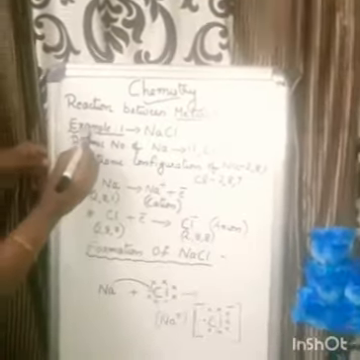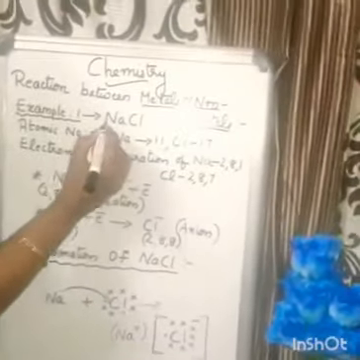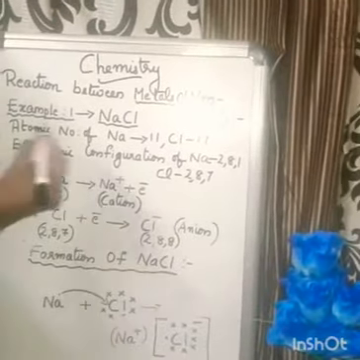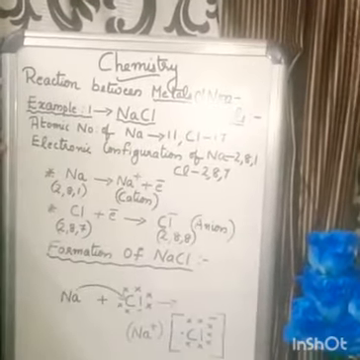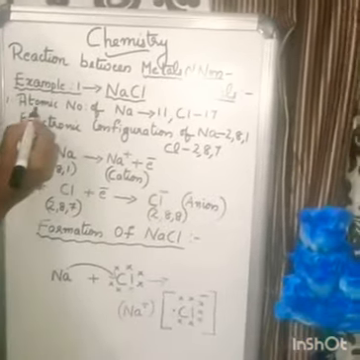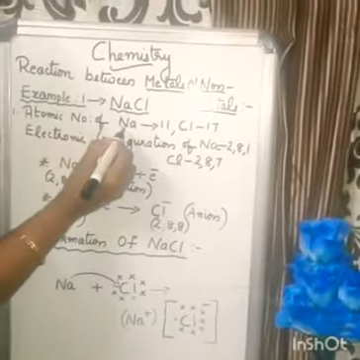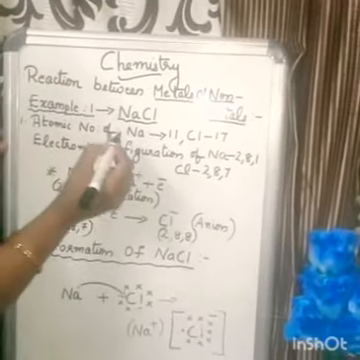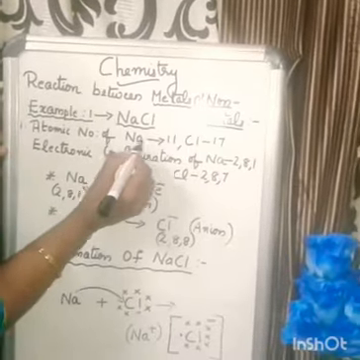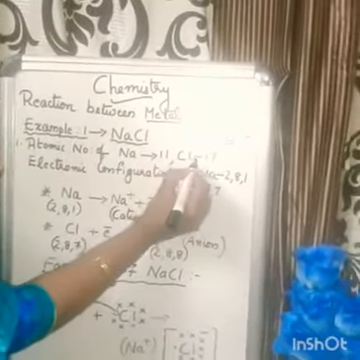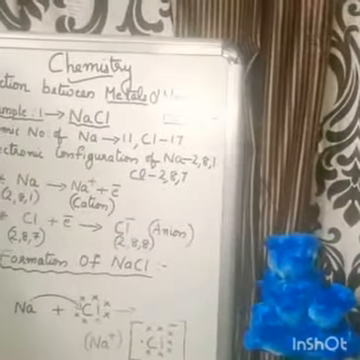The first example we are going to study is sodium chloride, and you know it is written as NaCl. The first step is to write the atomic number of the respective elements in the compound. The first element is sodium. You know the atomic number is 11, and for chlorine the atomic number is 17.